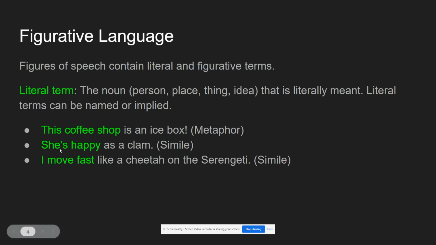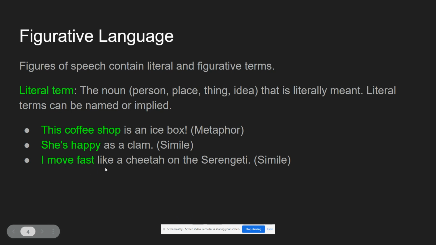Here's another one. She's happy as a clam. Here we are comparing the woman, she, to a clam, which I guess are happy for some reason. It's idiomatic. I can't explain it. I'm sorry. But there are no real clams in this comparison. But there is a she. There is a person.